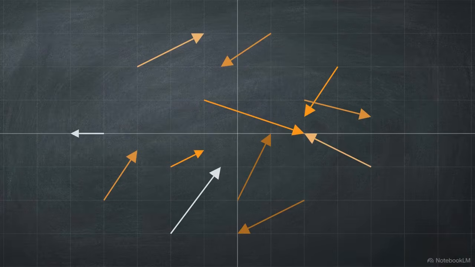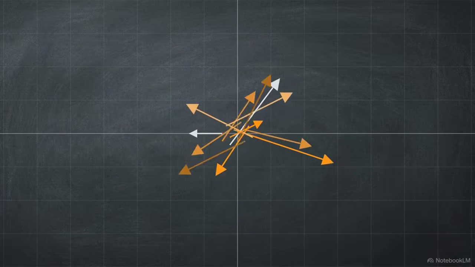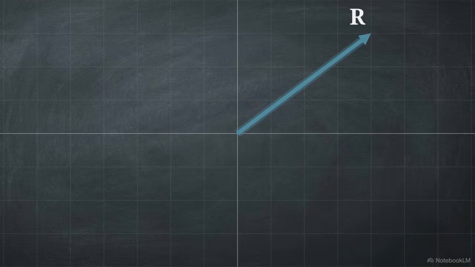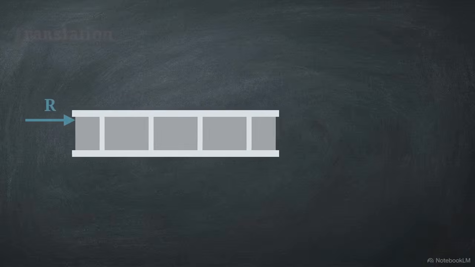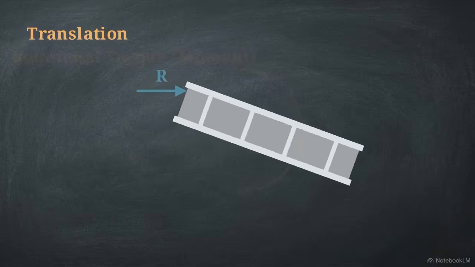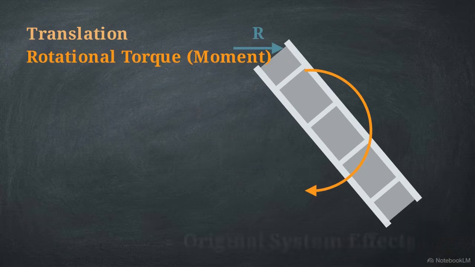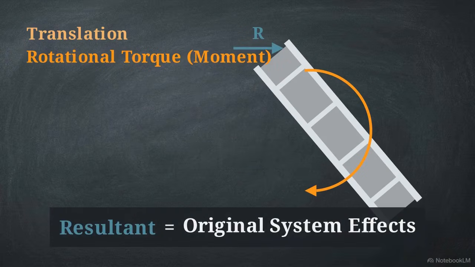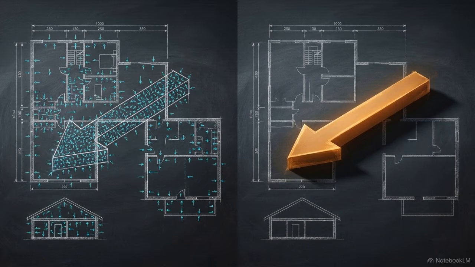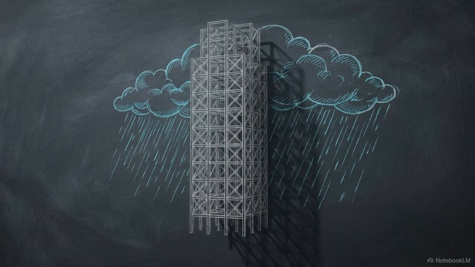Engineers solve this through mathematical reduction, condensing any complex arrangement of forces into a single equivalent force. This single equivalent force is known as the resultant. To function as a valid substitute, this resultant must precisely replicate both the translational movement and the rotational torque of the original system. The resultant serves as a mathematically precise substitute. It allows engineers to predict structural behavior by replacing multidirectional chaos with a single verifiable vector.